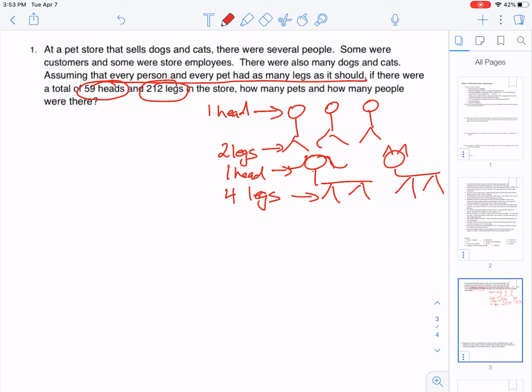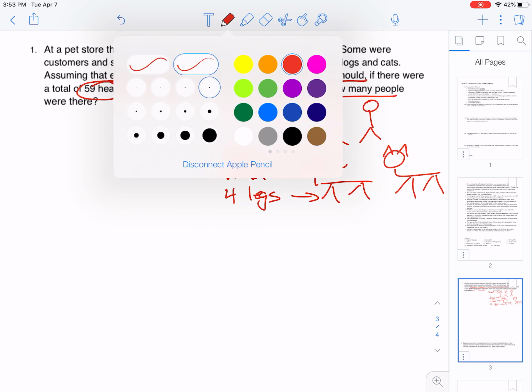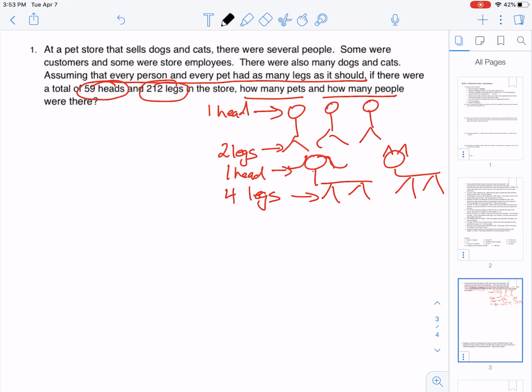All right, so there are a total of 59. So now we're going to take a look at how many pets and how many people were there in the store. If you take a look at these steps that you go through in order to solve a word problem, the first thing that you have to do is identify a variable. And that variable has to be just one of the things that you're trying to find. So I'm going to say let x be how many pets. So let x be the number of pets.